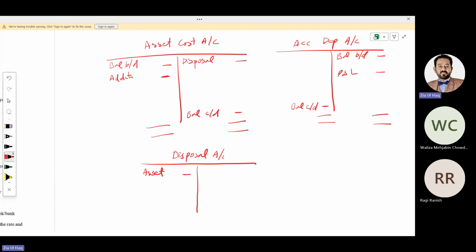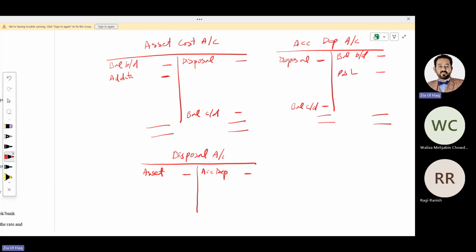When we are selling any asset, all its accumulated depreciation should be eliminated. If accumulated depreciation has a credit nature, how can we eliminate it? By debiting it. So we will record disposal here, and disposal will be credited against the accumulated depreciation account. This is called elimination of depreciation on disposed asset.